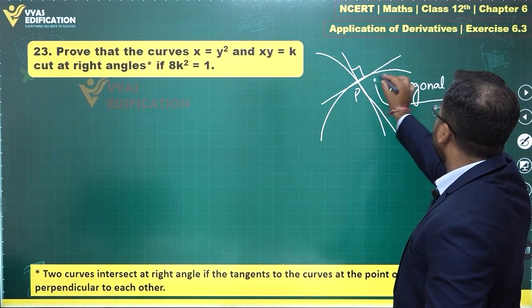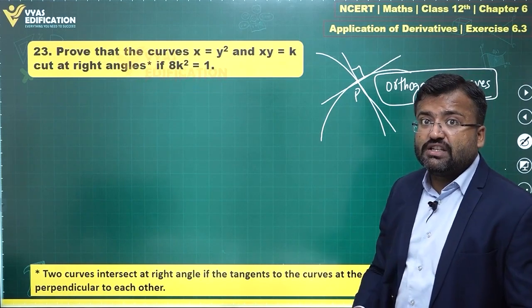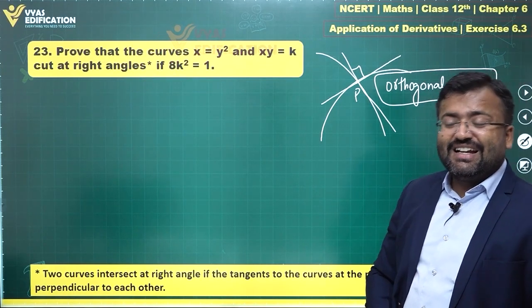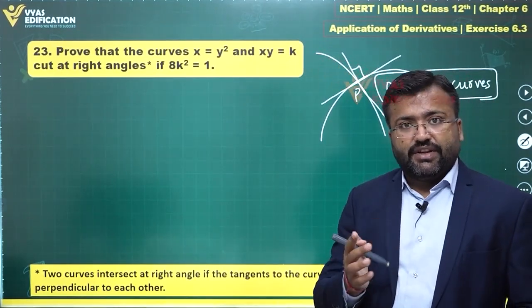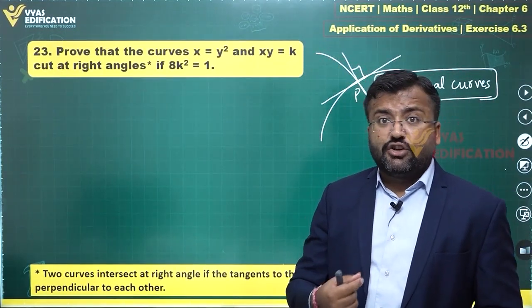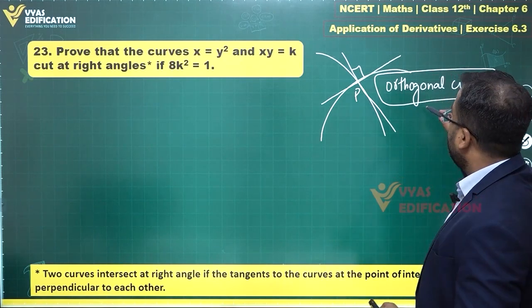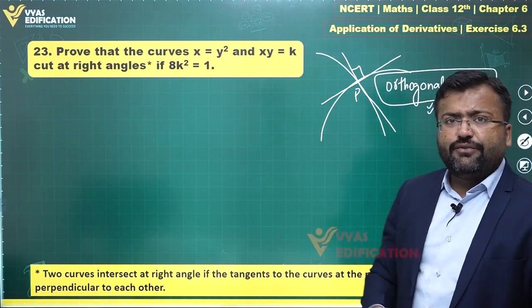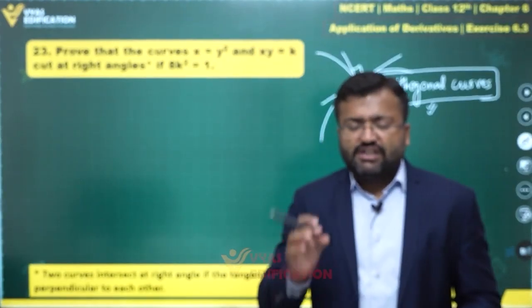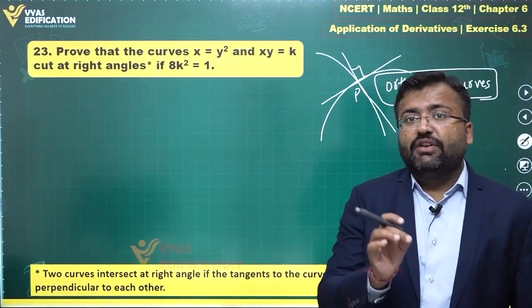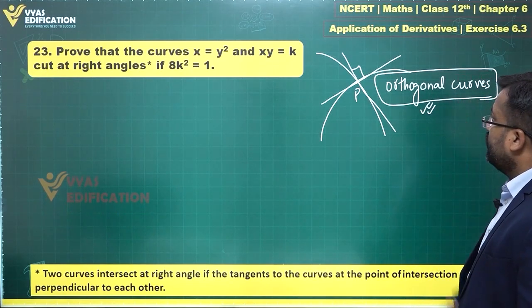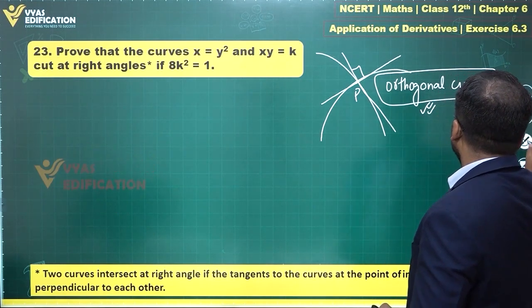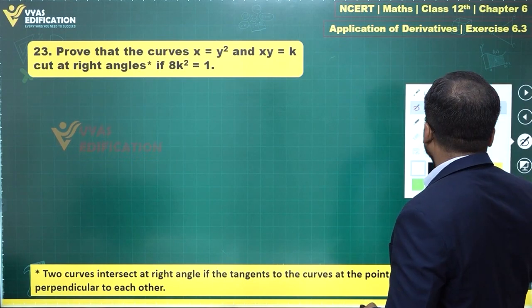Although orthogonal has a much wider definition, which says that at all points of intersection, the angle between the curves should be 90 degrees. That's the idea behind orthogonality, right? If two curves intersect at more than one point, then at all points the curves should cut at right angles for them to be orthogonal. That's the idea behind this. Now, let's approach this question and see where that takes us.